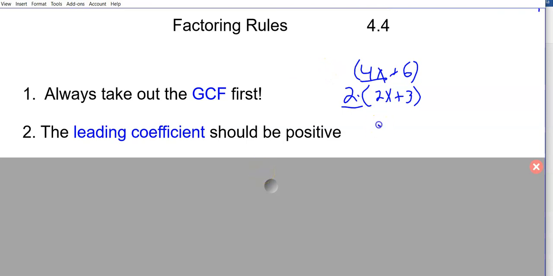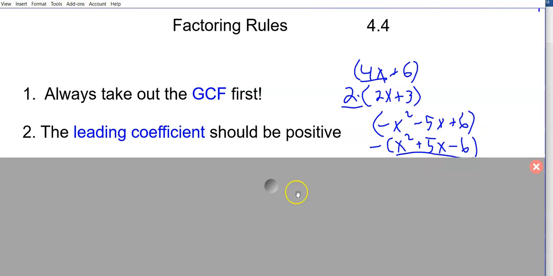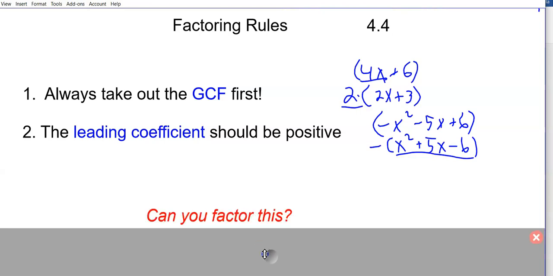It'd be very difficult to factor something like this. And so, if you had something like that, take out the negative first. So now it's plus 5x. Now it's -6. And then you should be able to factor something like that relatively easily. We'll get into that in just a minute.